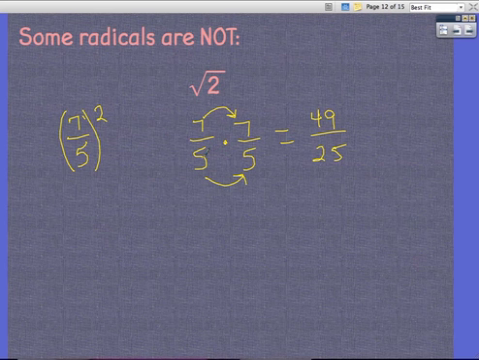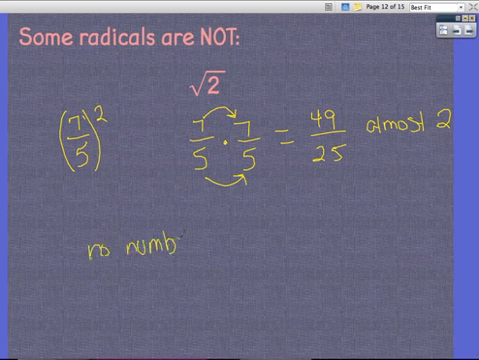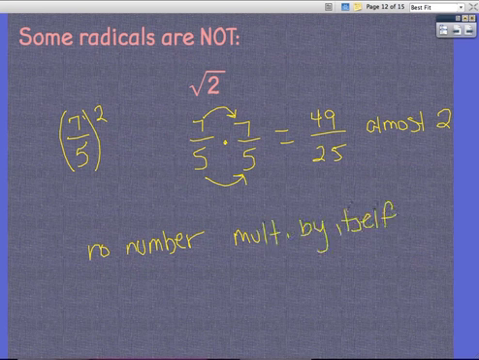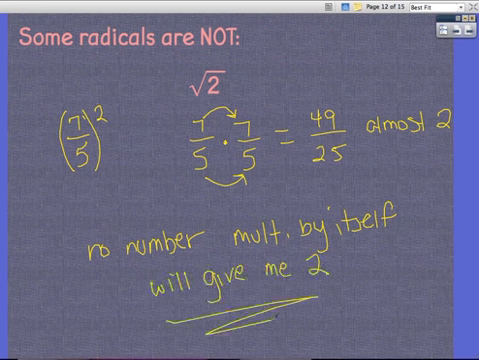Notice that this is almost 2. If this was 50, I would get 2. But it's almost 2, but not exactly. This is the closest that I can get. No number multiplied by itself will give me 2. I can't do it. It's impossible.